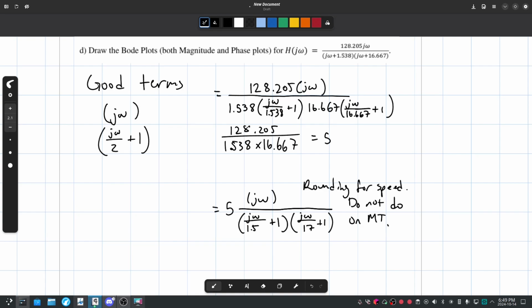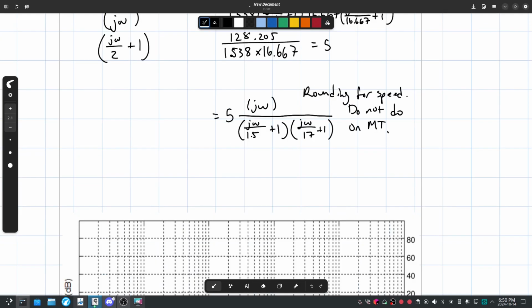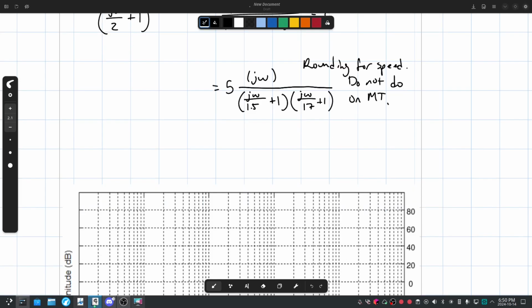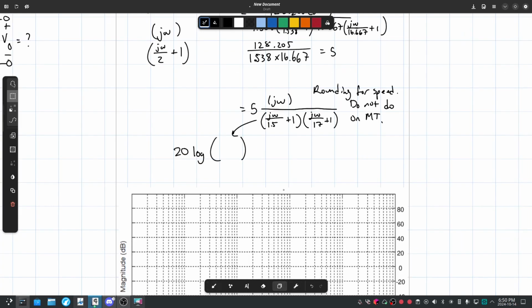So, what does this mean? Okay, so let me see how I was going to answer this because I had forgotten. So the formula to plot this out is going to be 20 log of this whole equation. And I'm running out of space.